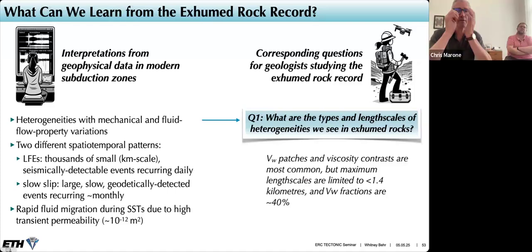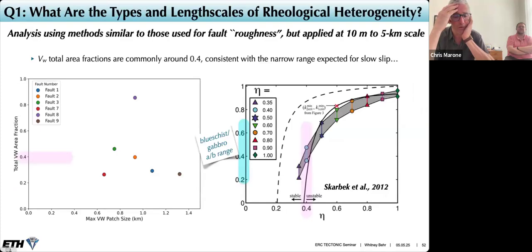So Whitney, sorry. I wonder if this is a good time to just clarify. When you think about these patches and look at them in the field, do you think of them mostly as original heterogeneity in the source rock, or are they some kind of fracture? How are the patches originally made, let's say?